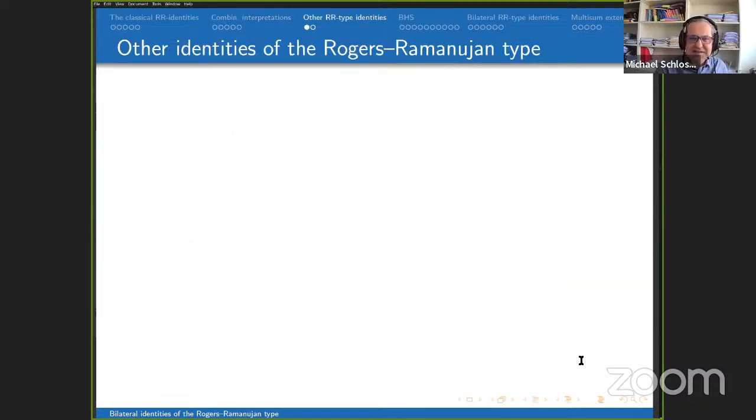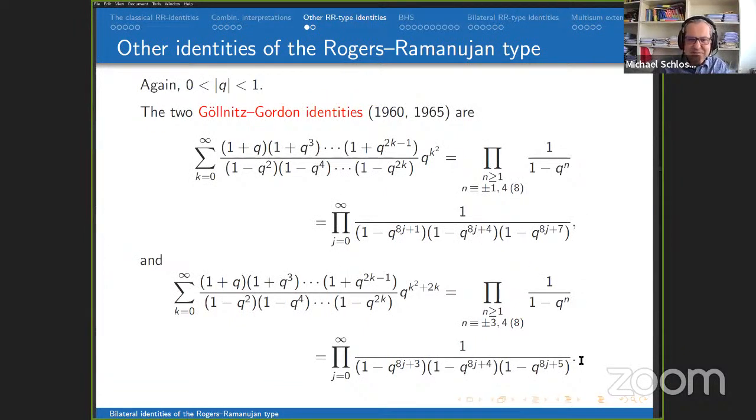These are not isolated identities. There are other identities of a similar type. Here are the so-called Göllnitz-Gordon identities, which were found much later, actually by Göllnitz in his diploma thesis. And Gordon had combinatorial interpretations before. Well, anyway, let's not talk about the history. So the point is that you have something very similar here.